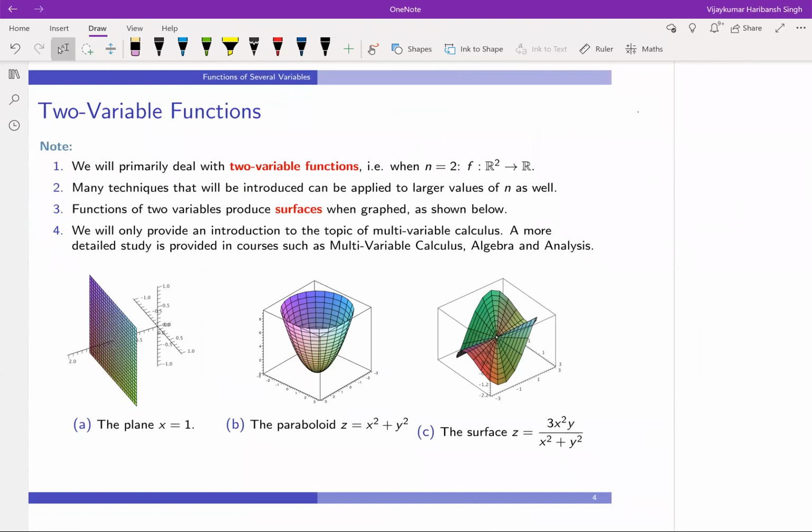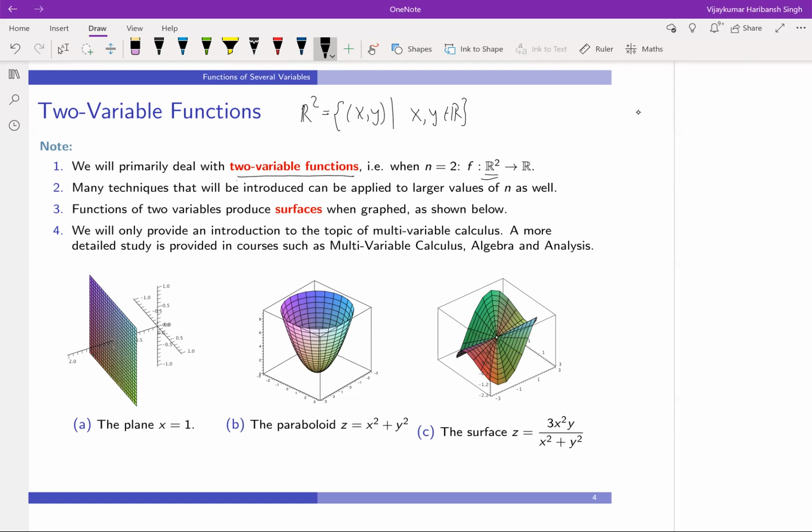So for the remaining part of the course, we are interested in functions of two variables. That means it's a function from R2. So R2 is just a short notation for (x, y), where x and y belong to R.